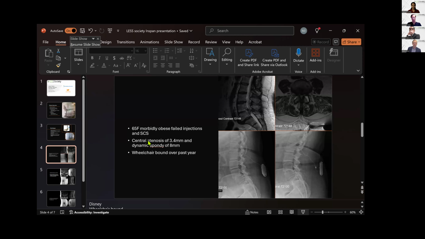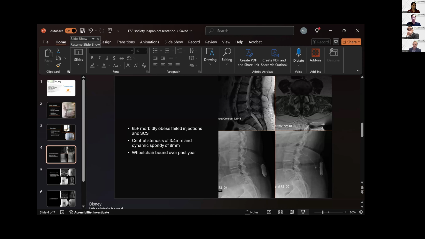All right, this next one is a 62-year-old male who failed conservative measures and spinal cord stimulation. Surprise, surprise. Not a lot of spondy, but severe L4-5 central stenosis, 3.8 millimeters, really bad neurogenic claudication, ridiculous signs. And he also had this really intense, sharp groin pain. He said it felt like it was in his testicles.